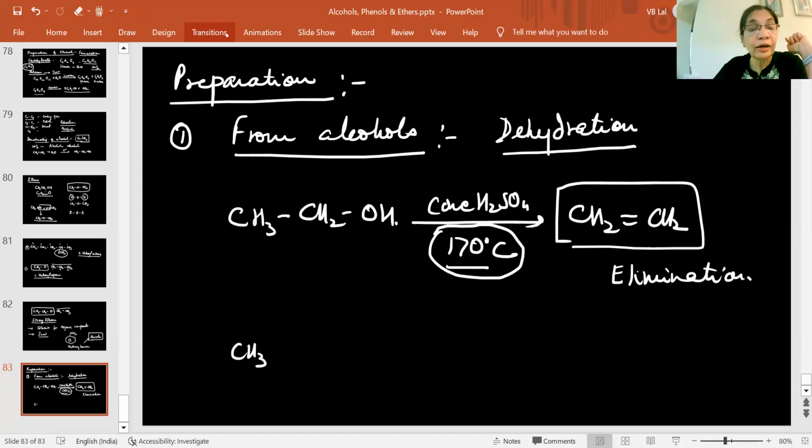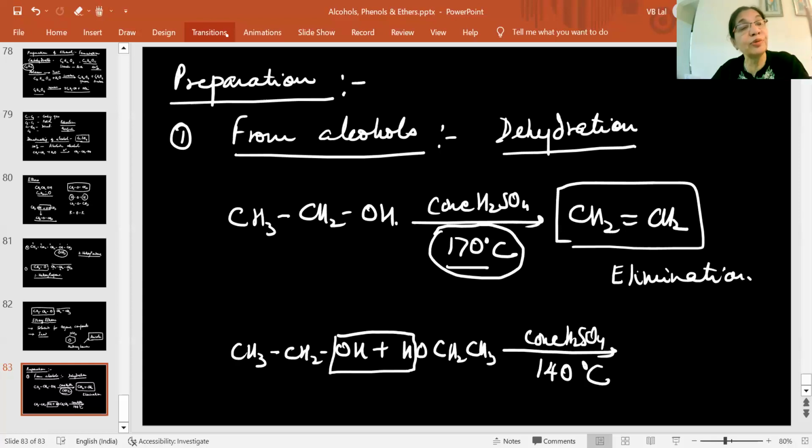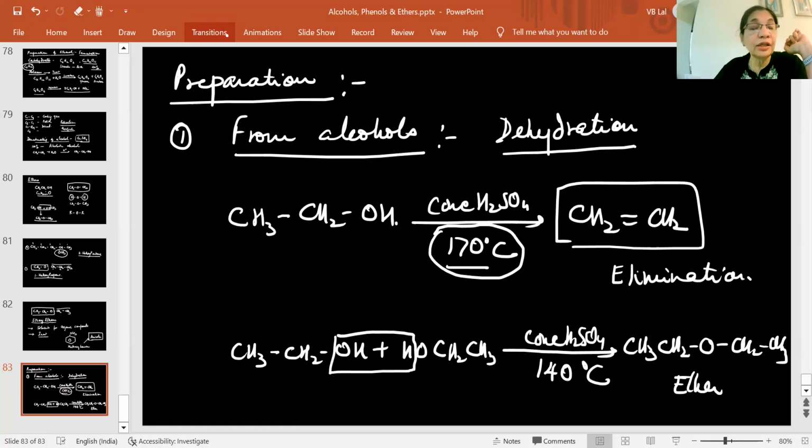But if I take concentrated H2SO4 and I keep the temperature at 140 degrees Celsius instead of 170, then dehydration happens, but in a different way. Between 2 molecules, a water molecule is eliminated and I get CH3CH2OCH2CH3. This is ether.